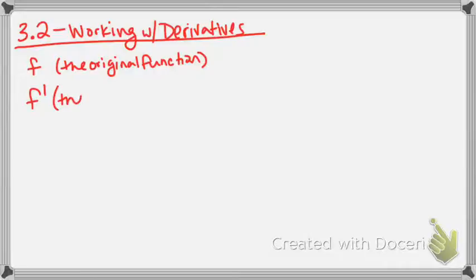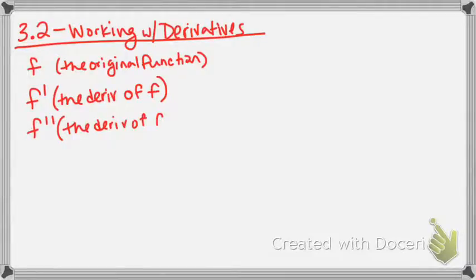The derivative of f. And we really could even go further. I could have more than just f and f prime. I could even have f double prime, and this is the derivative of f prime. So every time that you find one more derivative, you just keep adding primes to it. All right, so let's practice sketching graphs.